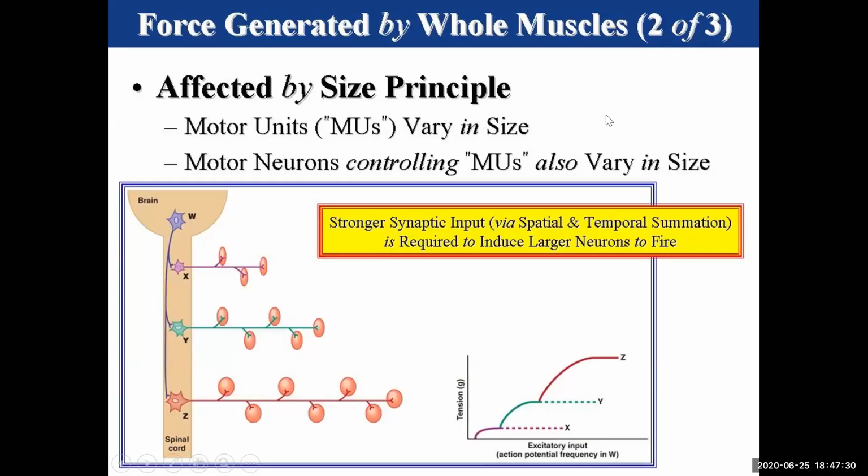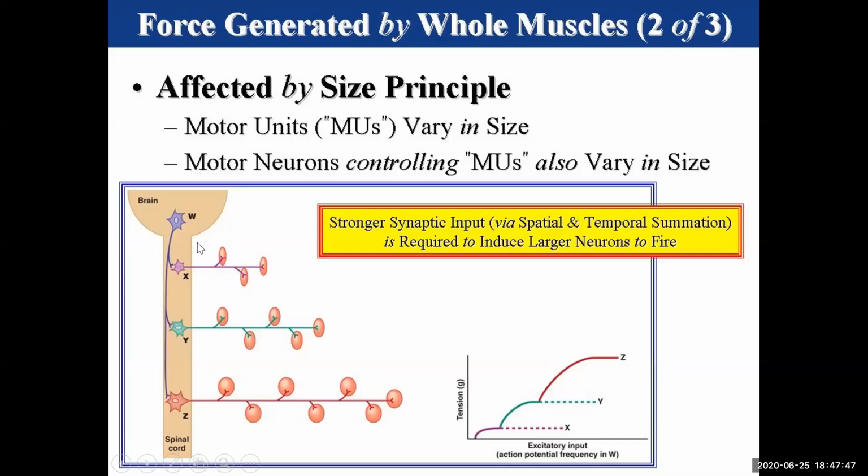So that's what I mentioned briefly earlier, the size principle. Motor units vary in size. So the smallest one is being recruited first, followed by the middle one, and followed by the third one. So X, Y, Z. X is the smallest motor unit, and Z is the largest motor unit. W here is the upper motor neuron, okay?